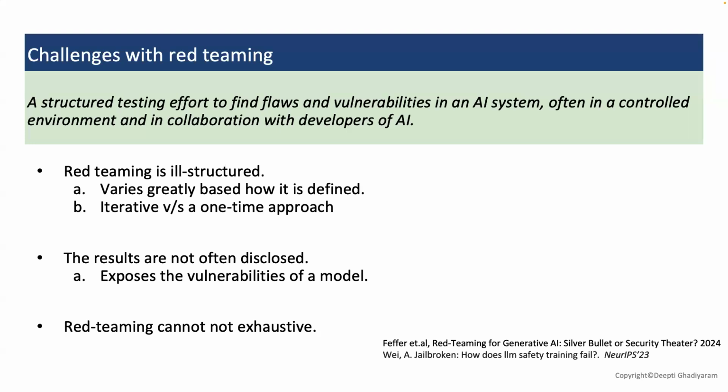There are papers which propose an iterative red teaming effort: identify issues, fix the model, do red teaming again and fix the model. While there are some papers which talk about doing this in just one step. It's very task dependent. It depends on what aspect or what task you're trying to red team and adversarially attack your model. The results are never disclosed because you're sort of exposing the vulnerabilities that you've identified in the model that you've developed. And again, this cannot be exhaustive. There are so many creative ways that people come up with to break a model.